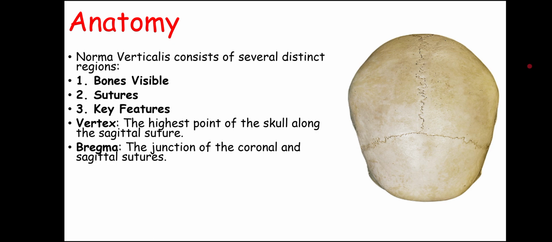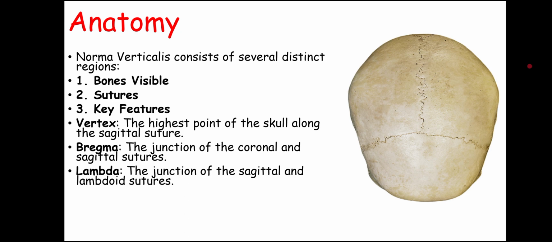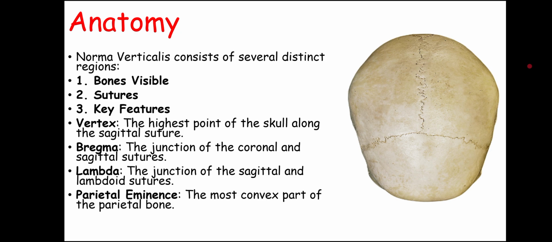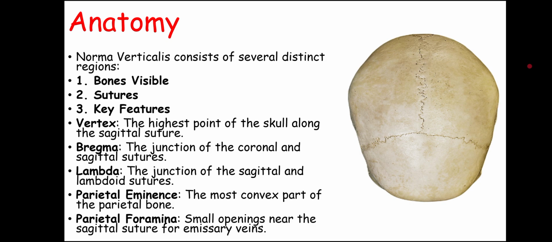It also includes bregma, that is the junction of coronal and sagittal sutures, and lambda, that is the junction of sagittal suture and lambdoid suture. It also has parietal eminence, that is the most convex part of the parietal bone, and parietal foramina, that are small openings near the sagittal suture for emissary veins.